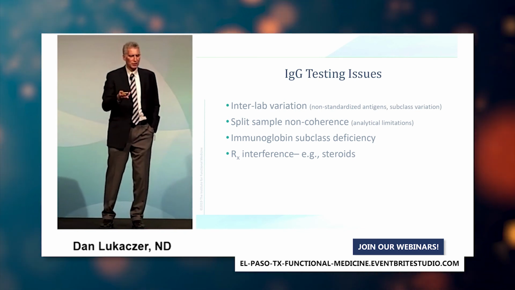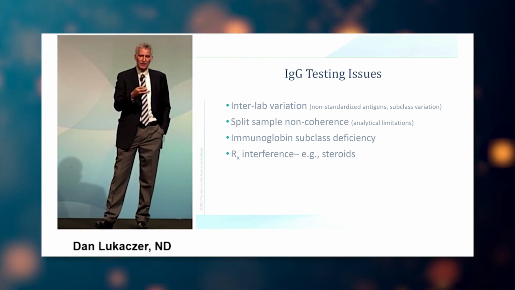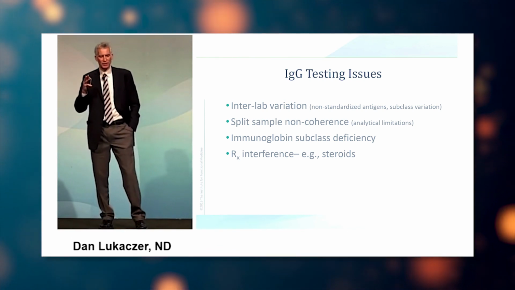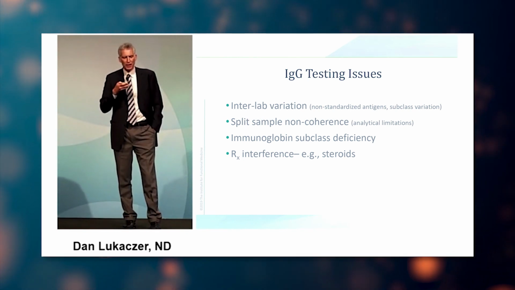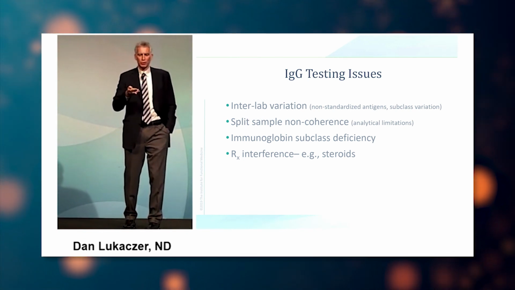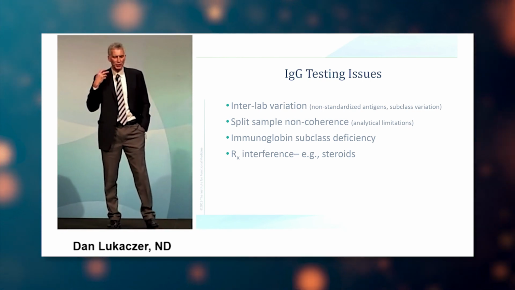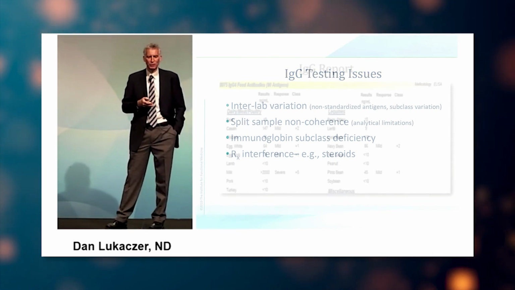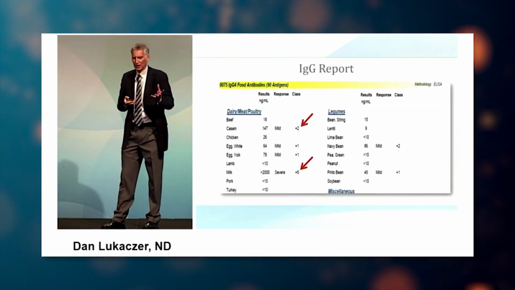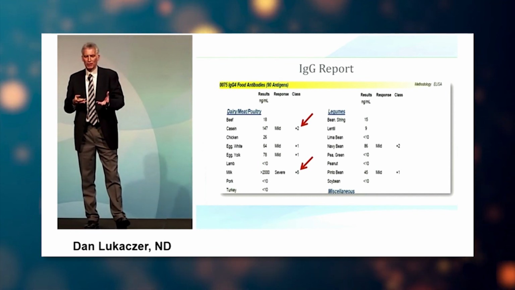Third, there's immunoglobulin subclass deficiency, that's fairly rare, and then the same as for IgE, there's interference with steroids, etc. So you wouldn't want to use it if somebody's on oral steroids. This doesn't mean we shouldn't be using the testing. We should just be using it with a realistic, open mind of what it's good for and how useful it is. If you haven't used this kind of testing, here's what a result would look like.